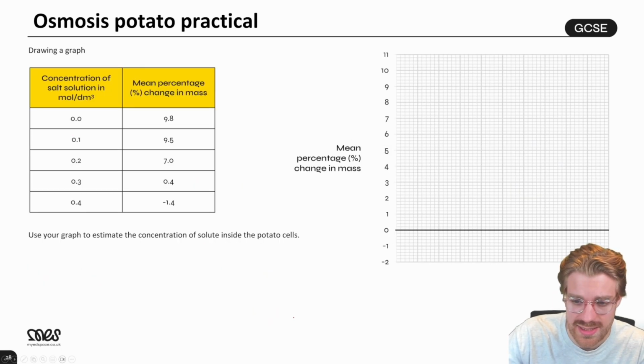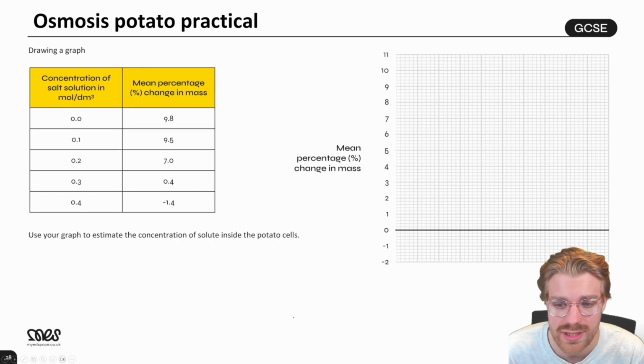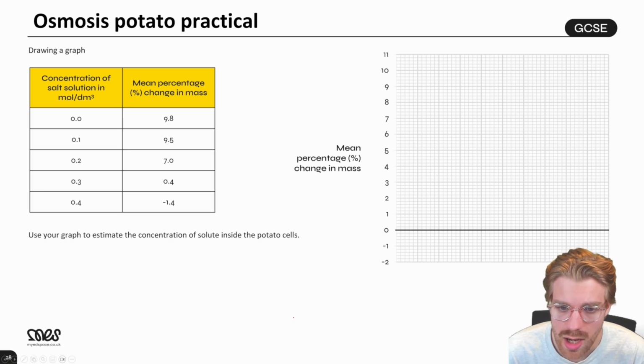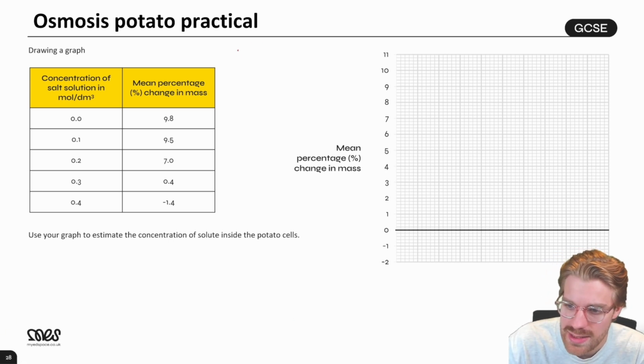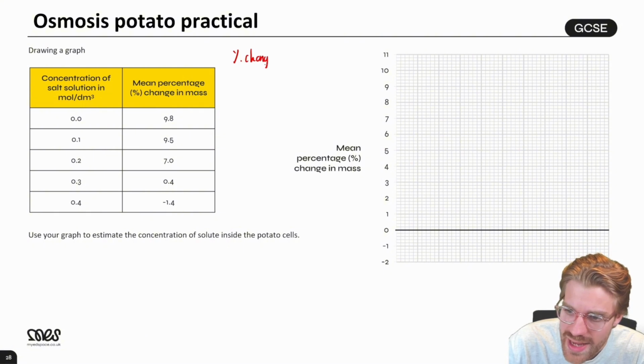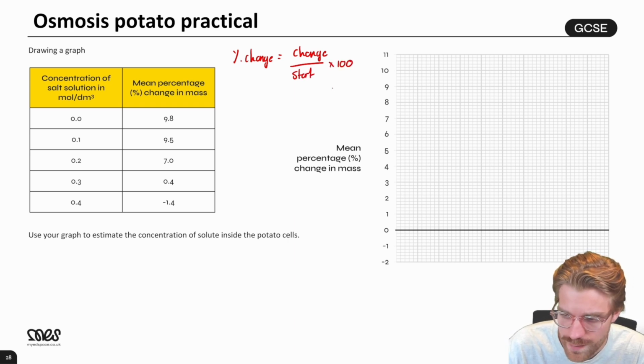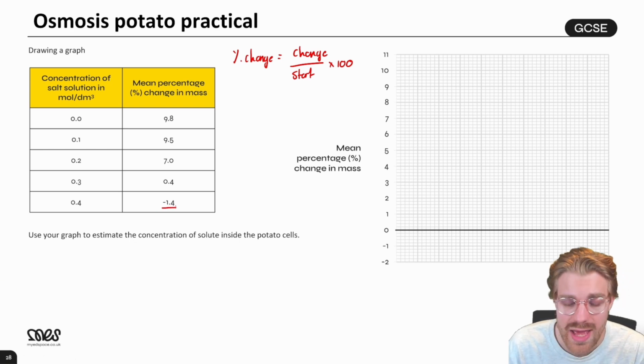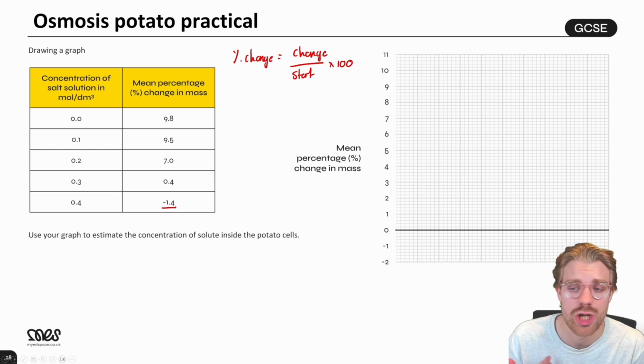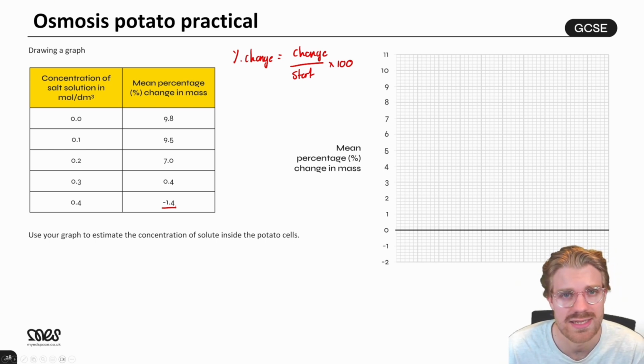Once we've collected our data, we can then go ahead and calculate our percentage change in mass. Our percentage change in mass is calculated as our change divided by the starting mass multiplied by 100. And you can see that some of our percentage changes are negative, and that tells us that the cells have lost mass. In an exam, you might be asked to plot this data as a graph.